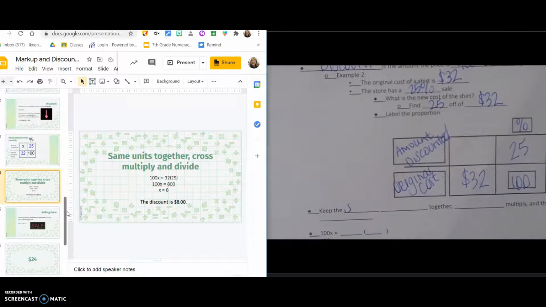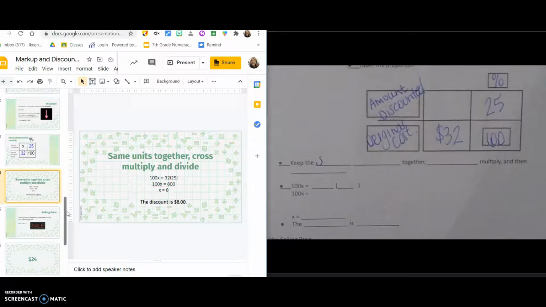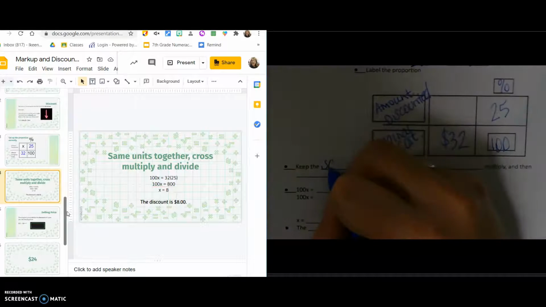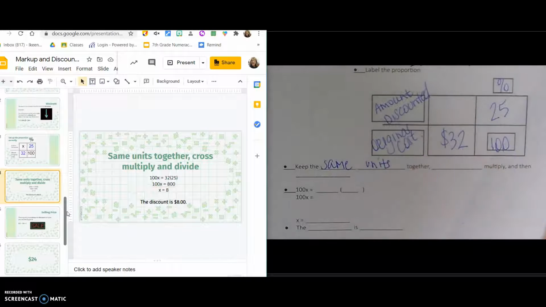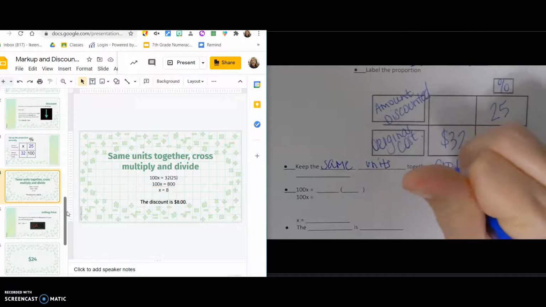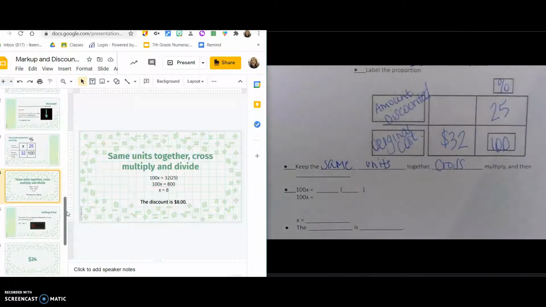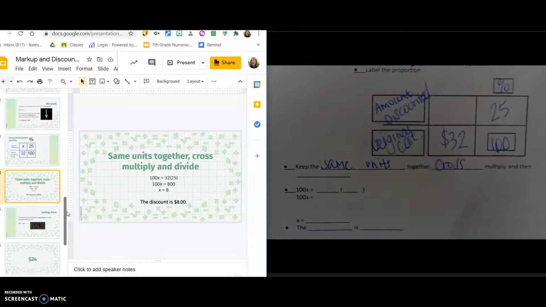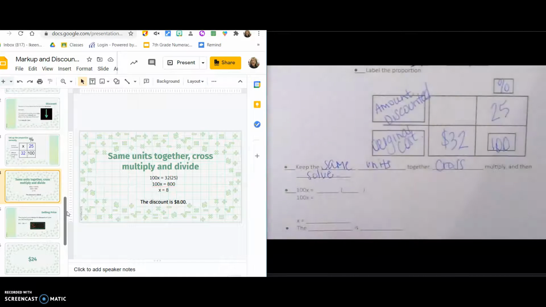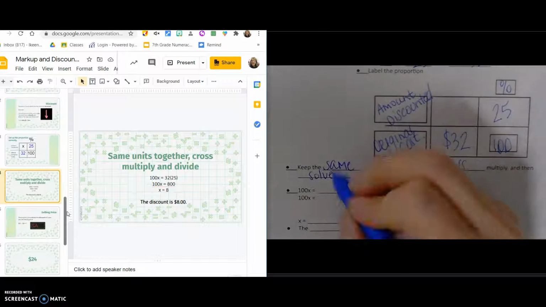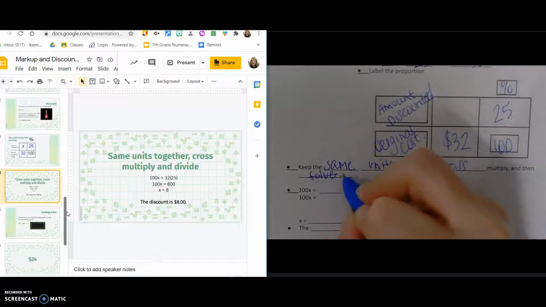Ooh, did I turn that too much? I'm sorry. There. Cross multiply, and then you will solve by dividing. Miss Brown's having a hard time today.